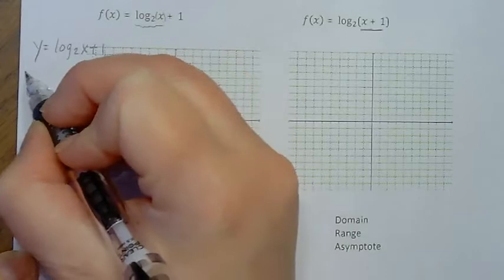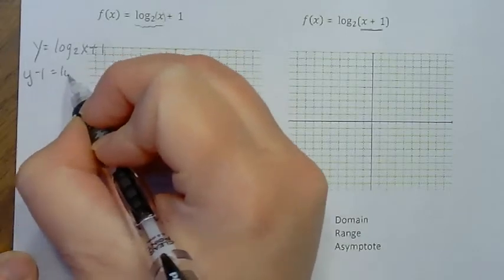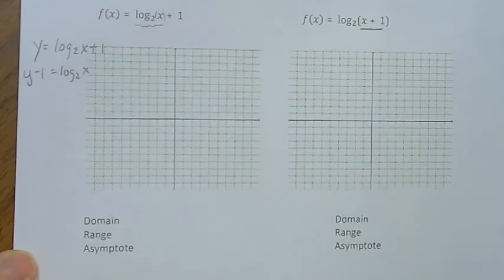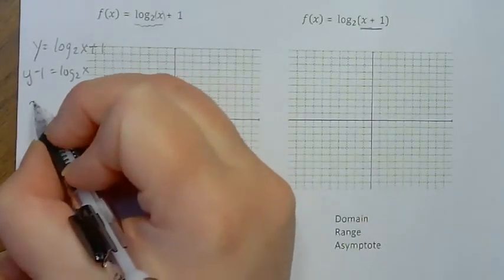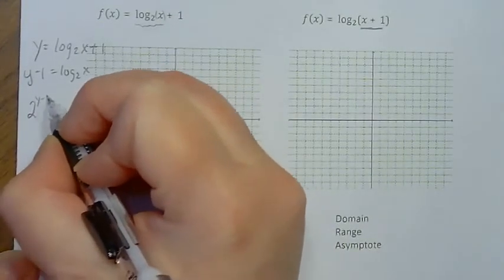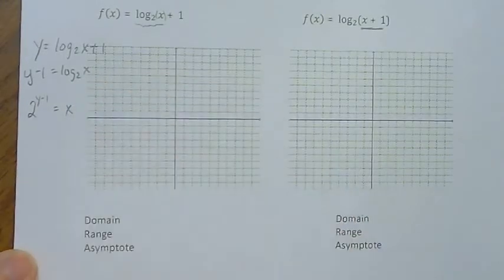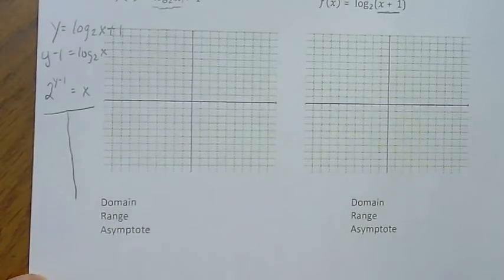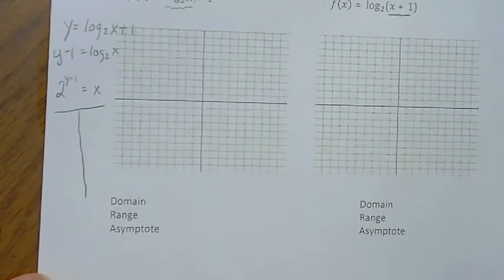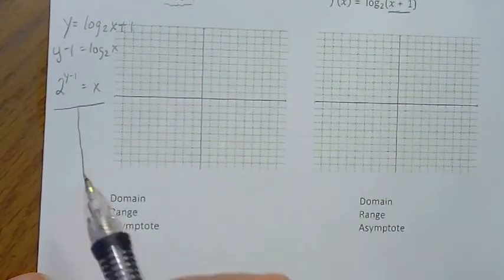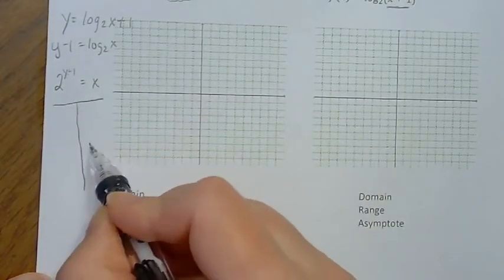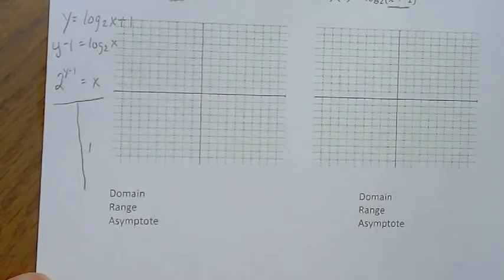So I'll start by moving the 1 over, and then making it into exponent form. So 2 to the y minus 1 equals x. So let's make a table of values. Now I want to be strategic about the values that I put in for y. I want to pick something to start off that makes this a 0. So my first y value that I want to try is a 1 in that spot right there.